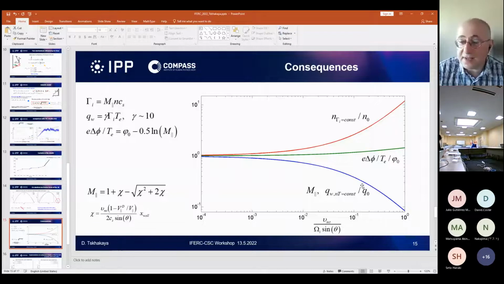So we consider another limiting case when we have a constant flux, and then what will happen with density? If we have a constant flux, assuming constant temperature, then with increasing collisionality, we are increasing density here. Important to note, in both cases, constant density or constant flux, we do not have any significant change of potential drop.